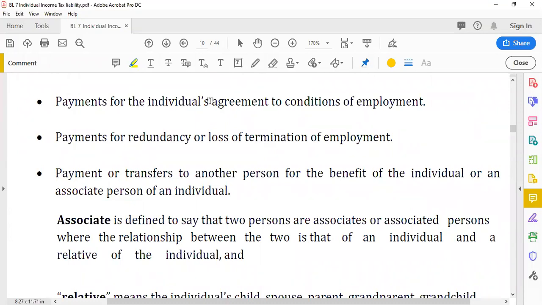Payment for an individual's agreement to a condition of employment, right? And payment for redundancy or loss of termination of employment, right? Payment for redundancy or loss of termination. What do you mean by loss of termination? Loss of office.